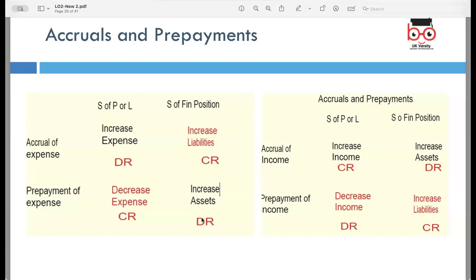Accruals and prepayments ensure that financial statements reflect transactions and events in the correct accounting period, enhancing the accuracy and reliability of financial reporting. They adjust for timing differences between cash flows and recognition of revenues and expenses.